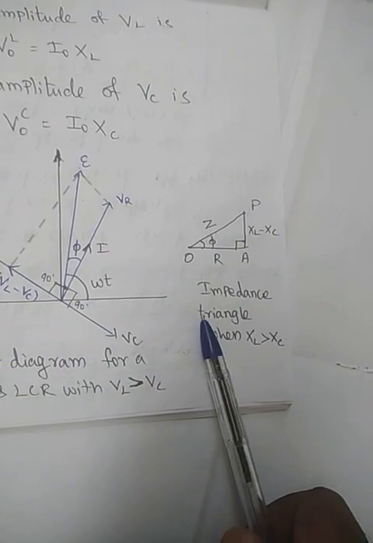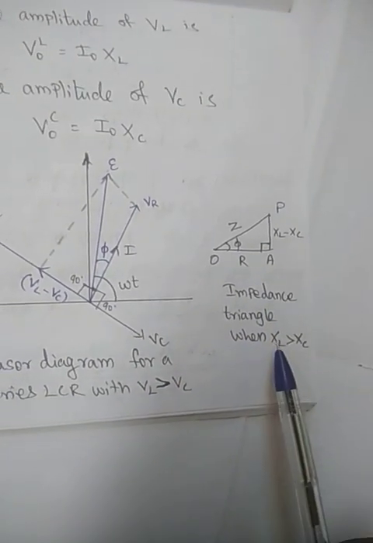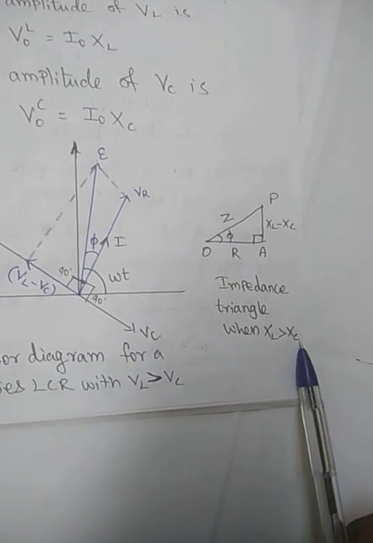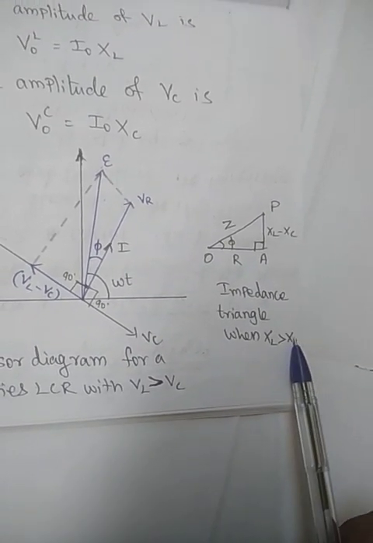This curve is called the impedance triangle. That is, the inductive reactance is greater than the capacitive reactance. We will see it later.